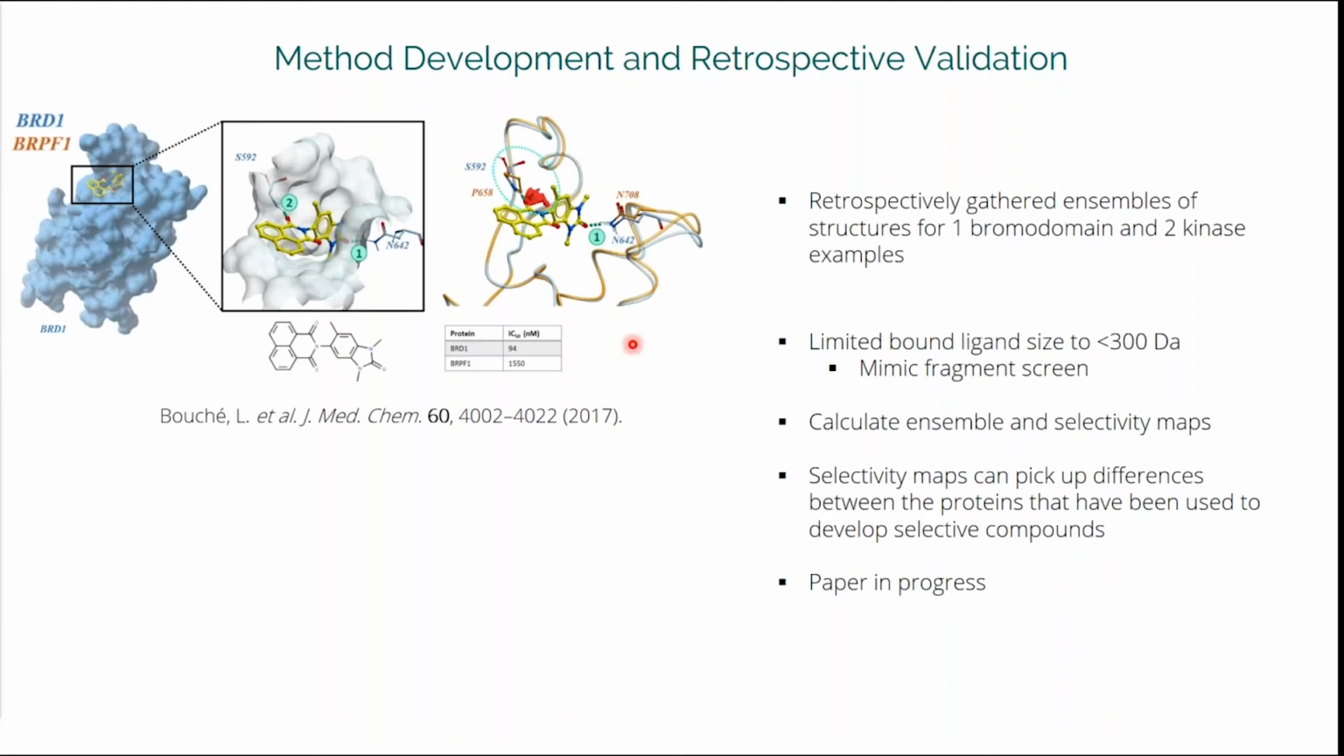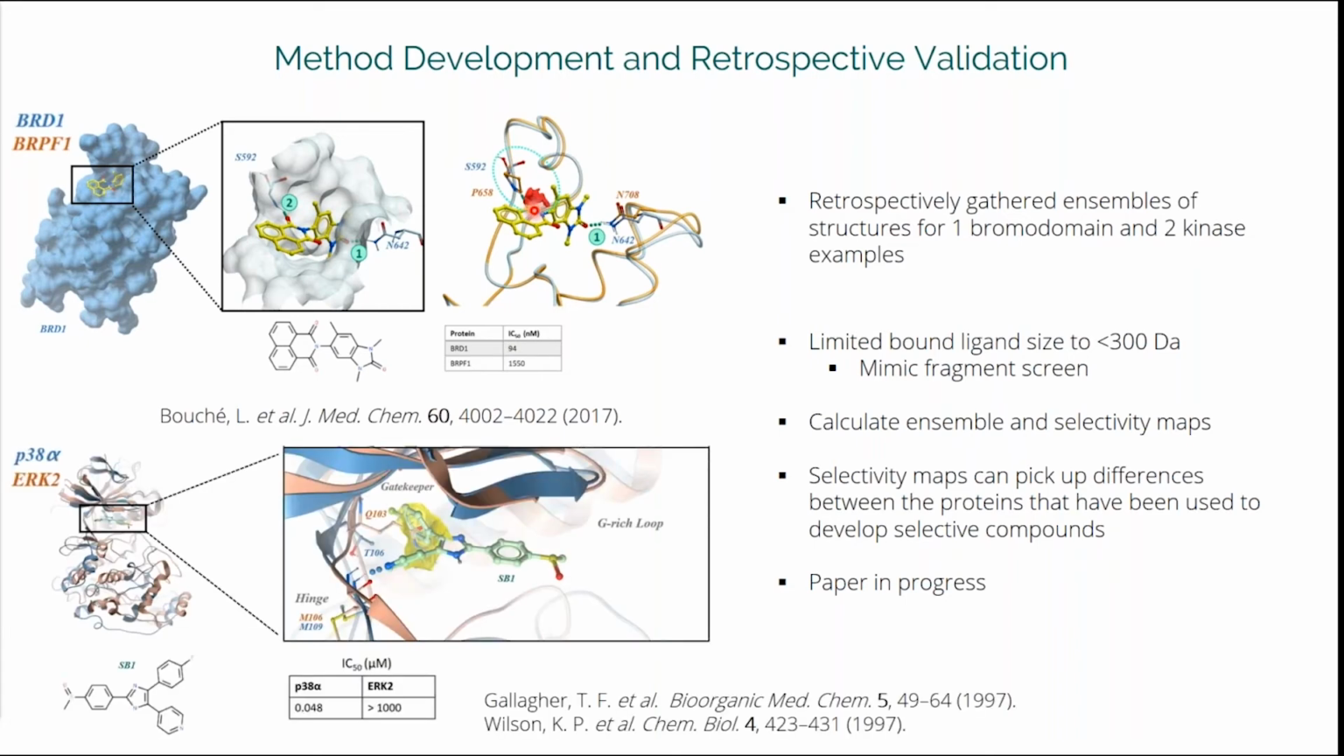So one such example is this compound, which is a precursor to the bromodomain probe BAZ2-299. And it shows selectivity for the bromodomain BRD1 over the closely related BRPF1. So the compound makes a hydrogen bond with the backbone of serine 592 in BRD1, and that's an interaction that's not available in the off-target, as the corresponding residue is a proline. And the selectivity maps are able to pick this up and highlight it. So this is the acceptor feature there.